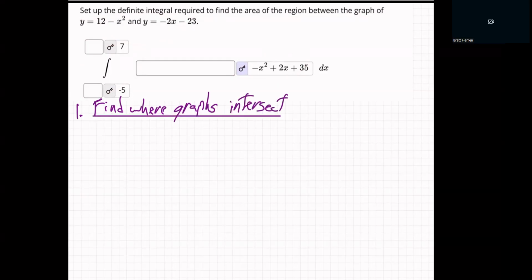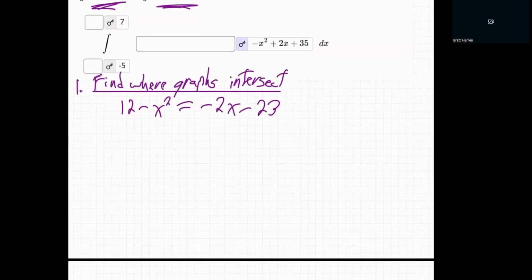Where do those graphs intersect? To do that, you set one of them equal to the other. That's where they intersect. When they're equal, they have the same height. When this y value equals that y value, set them equal and solve. Now, how do we solve an x squared equation?